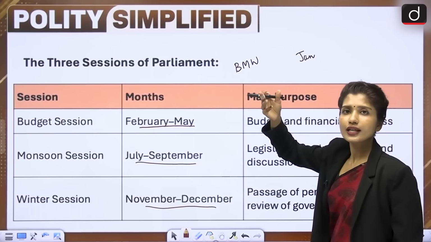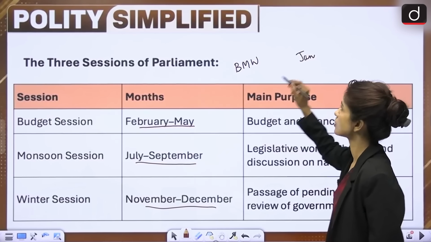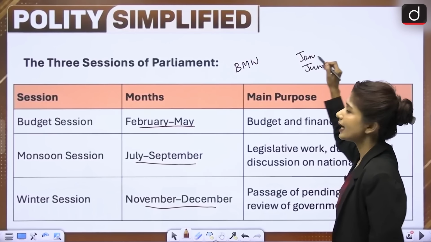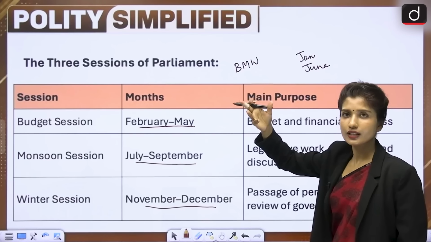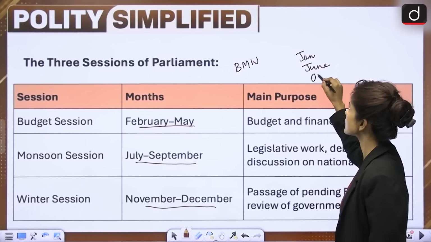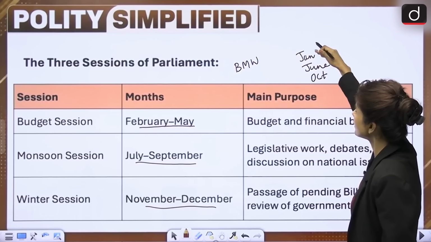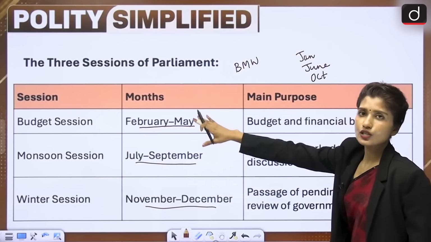Then in June, we know that June is the month of summer vacations, so in June they are not sitting. And in the month of Gandhi Jayanti, they are not sitting, so in October, they are not sitting. So whatever months are there in between these, these sessions can happen.